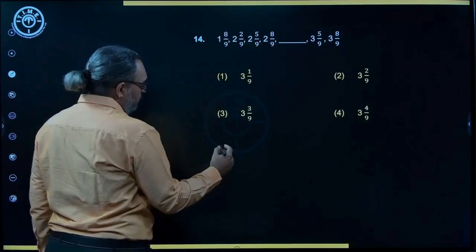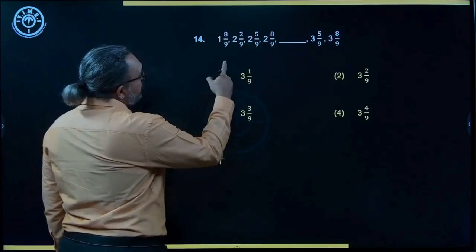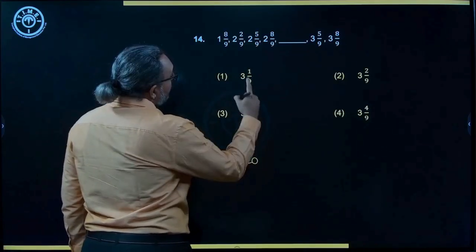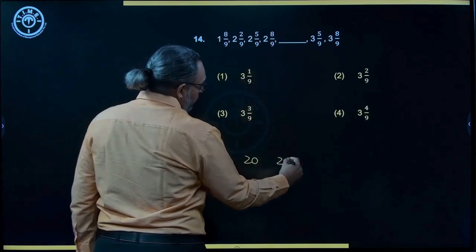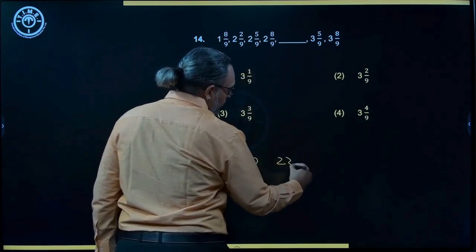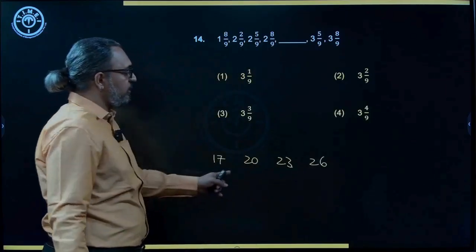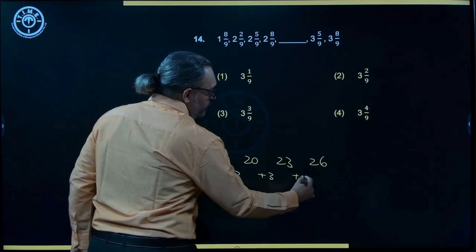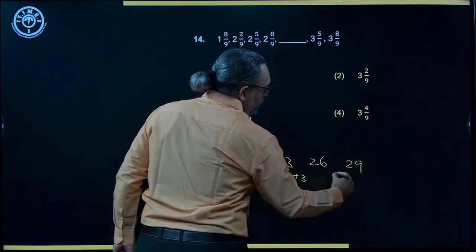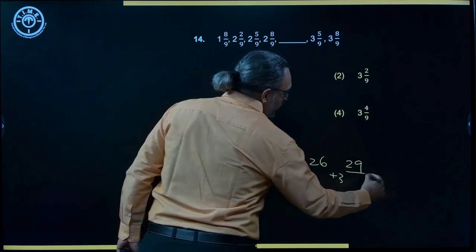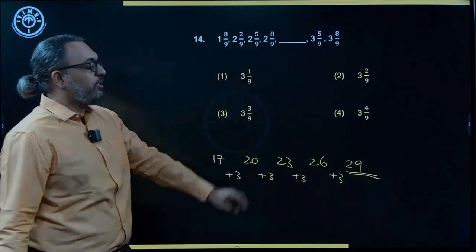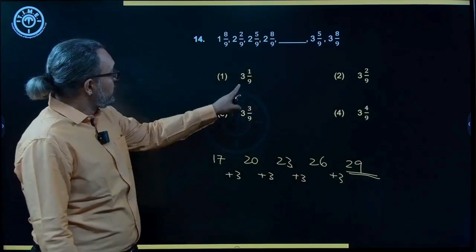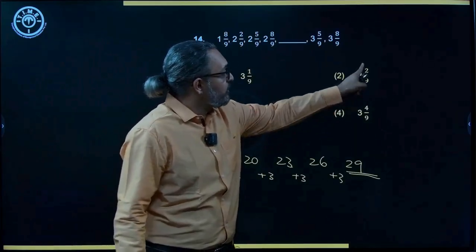So we have 9 plus 8, you have 17. Then 18 plus 2, 20. Then 18 plus 5, 23. Then 18 plus 8, 26. See what is happening here? Everywhere you are increasing by 3. Correct? Plus 3 plus 3 plus 3. So that means the next should be 29, because that is where I am getting a blank. Now check in which option you are getting 29. So this is 27 plus 1, 28. This is 27 plus 2, 29.